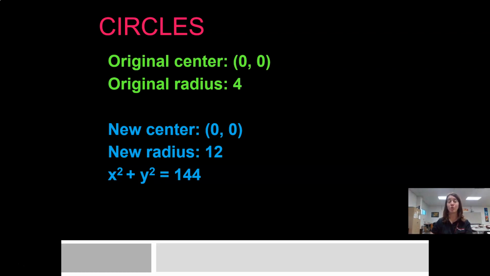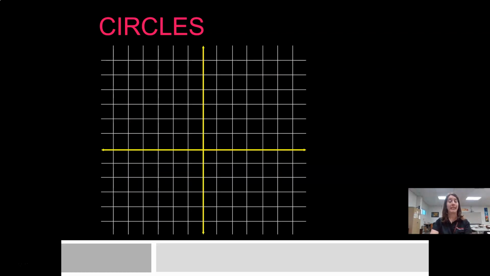I didn't do 16 times 3 to make 48. You had to find the original radius, apply the dilation, and then square it to put it back into the equation for what you're trying to write. Let's go ahead and look at these pieces on the Cartesian plane so we can see what's happening.